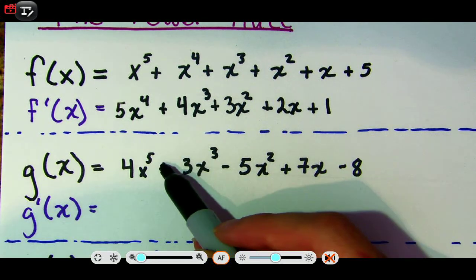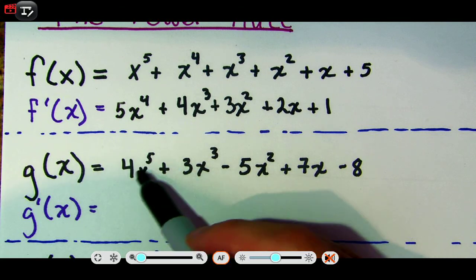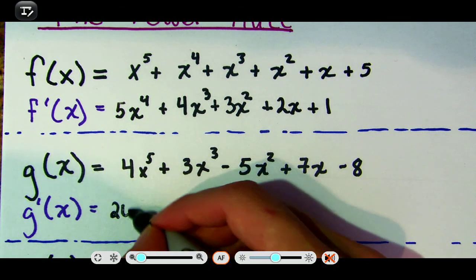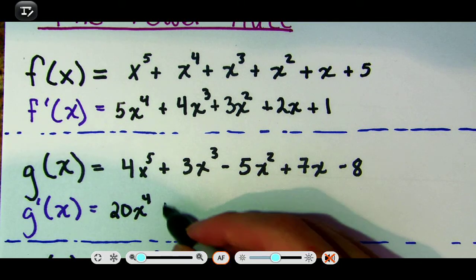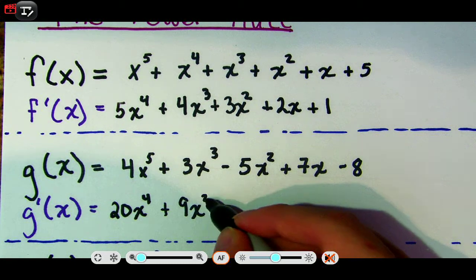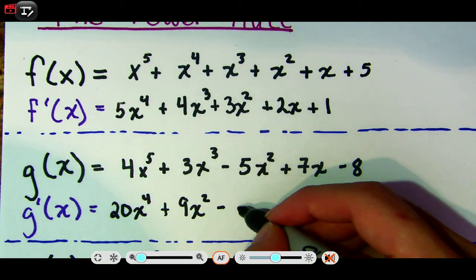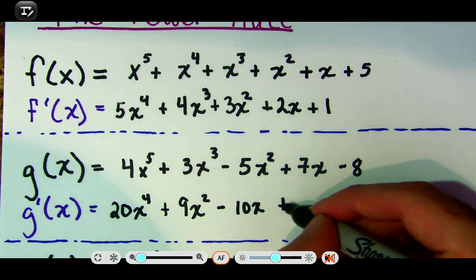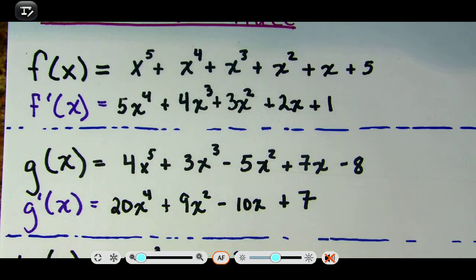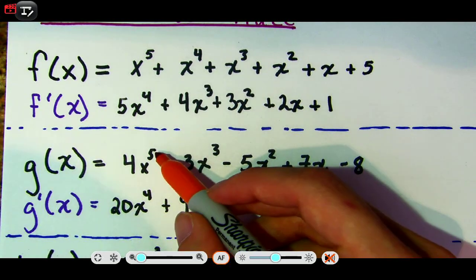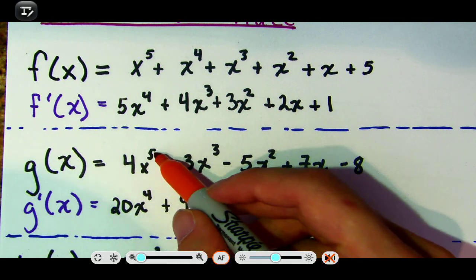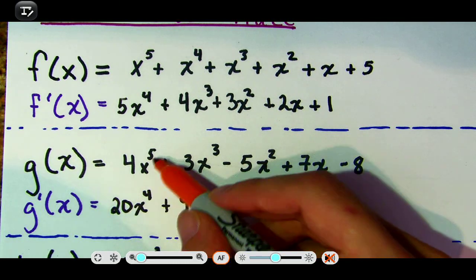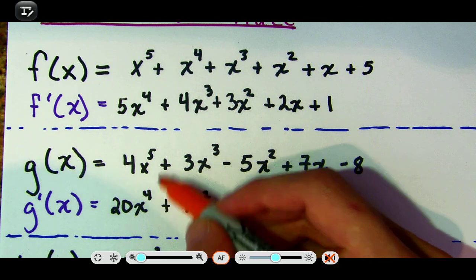If I have 4x to the 5th, the derivative of 4x to the 5th will be 20x to the 4th plus 9x squared minus 10x plus 7. The idea is you are multiplying the exponent by its coefficient. So 5 times 4 is 20. And then that 5 minus 1 is 4. You're just subtracting 1 from the exponent.